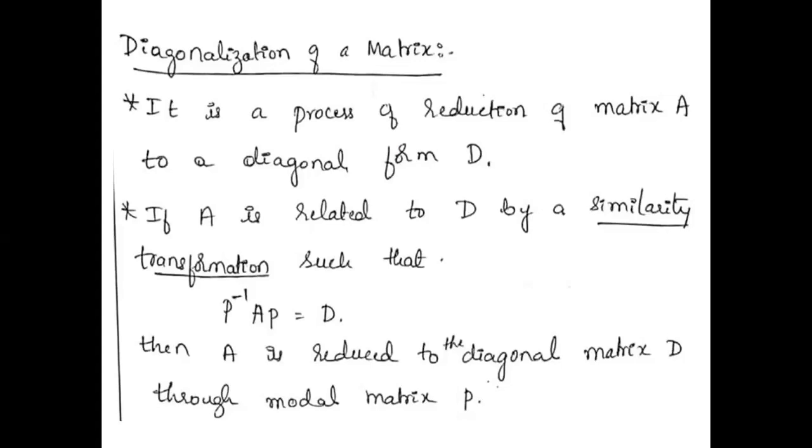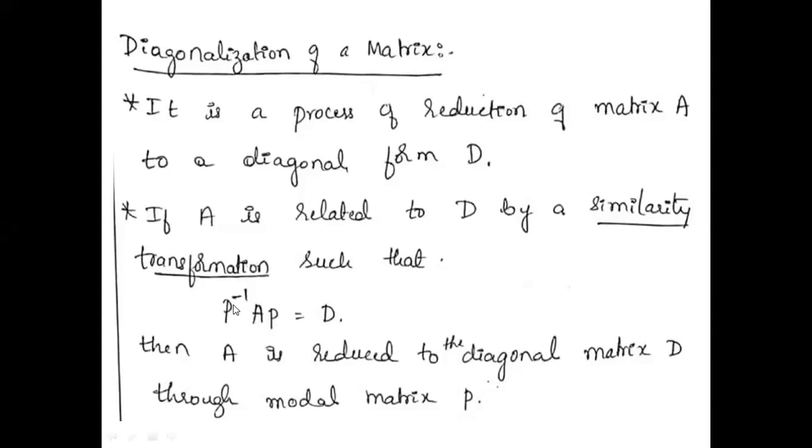So now if A can be related to the diagonal D, then that kind of transformation is known as a similarity transformation. The transformation goes like this: D, which is the diagonal, which you see on the right hand side, is equal to P inverse A P. We'll see what P inverse and P are. They are known as the modal matrix, and A is the matrix which is given to us. So the diagonal D is a combination of the given matrix A, the modal matrix P, and the inverse of the modal matrix P.